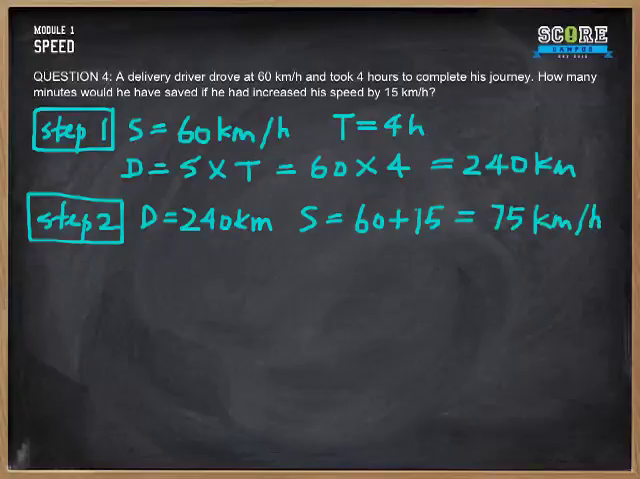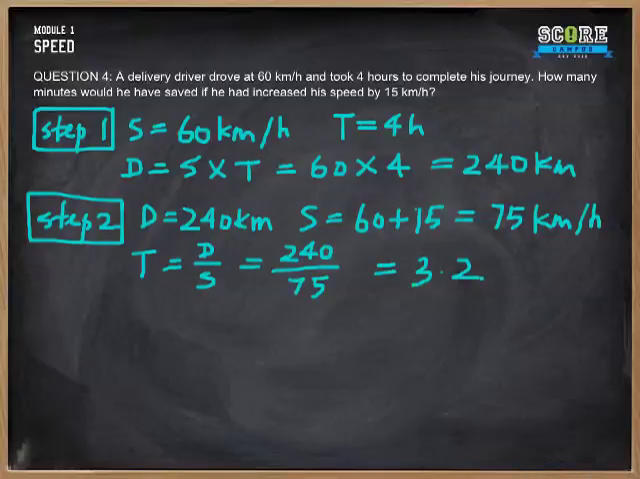So now what is the time taken? Using the DST triangle, what is the time taken? Time equals distance over speed. Plug in the numbers. 240 kilometers over 75 kilometers per hour. Time taken is 3.2 hours. Now we can easily find the final answer.